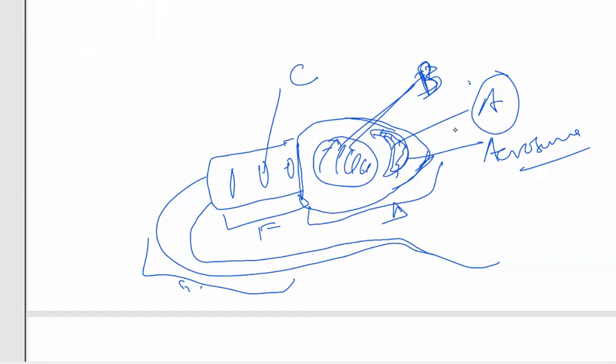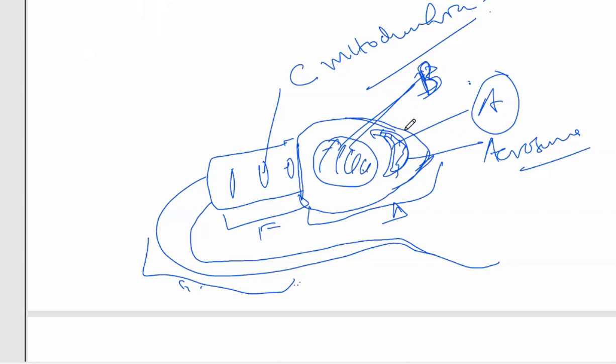Then C are the mitochondrion. It's mitochondria, if there are many. And then D is the whole thing, the head. F, it's the middle piece. And then G is the what? It's the tail.